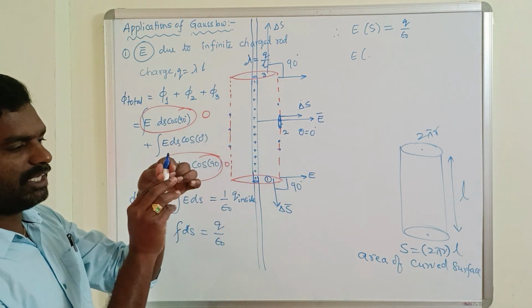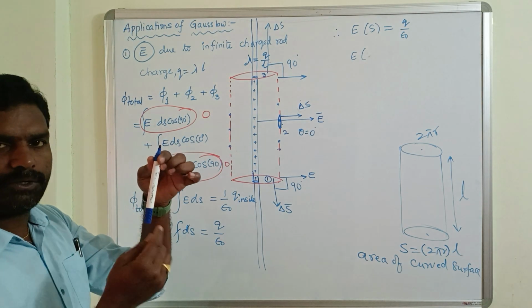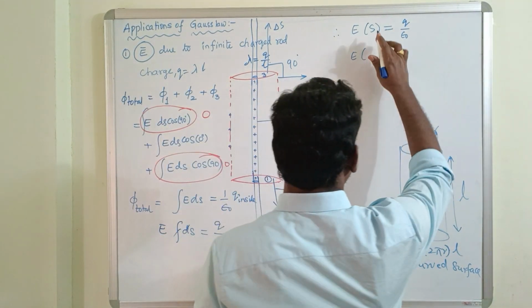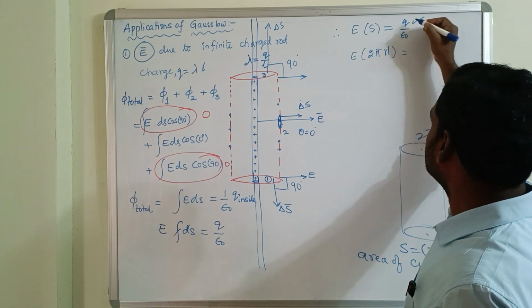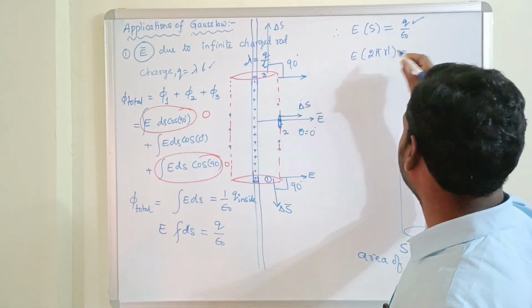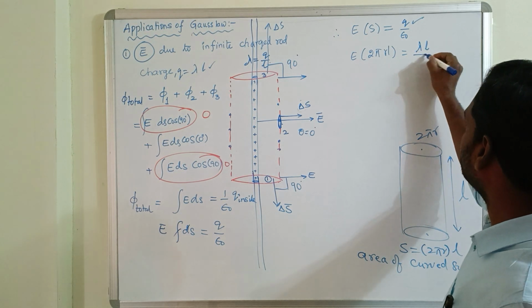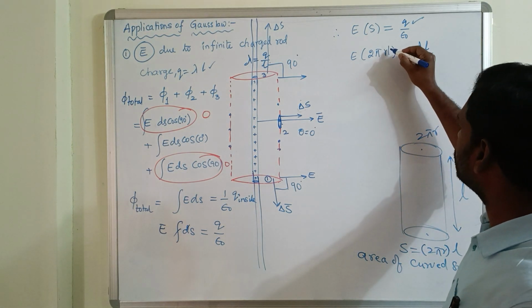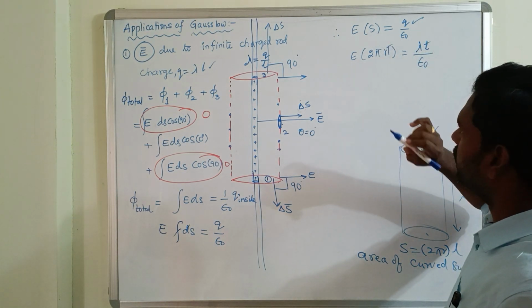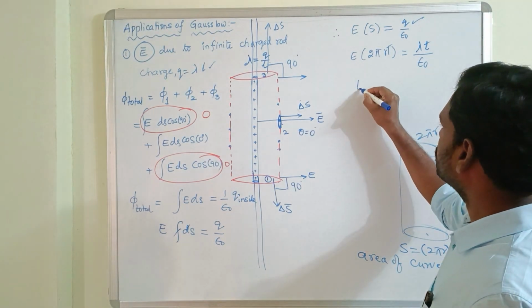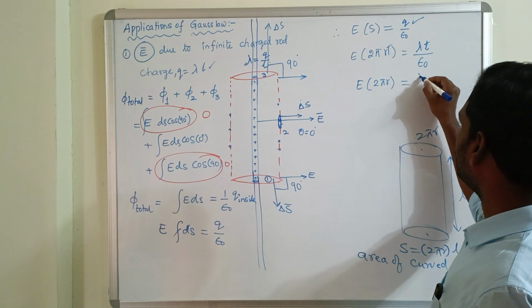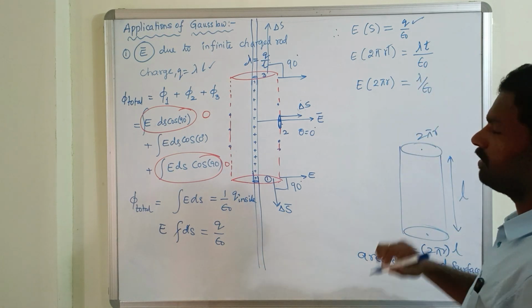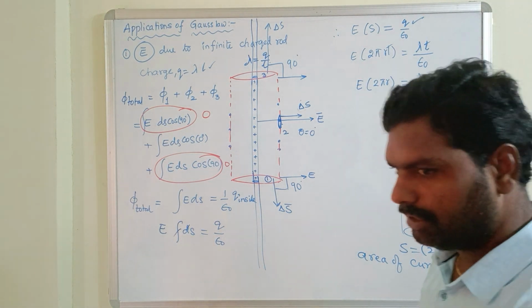What is this curved surface area? Length is L, breadth is 2πr. So the area is 2πrL, which is equal to, with the charge written as lambda into L, lambda L by epsilon naught. So this L gets cancelled. The lengths cancel. So the electric field E into 2πr is equal to lambda by epsilon naught.